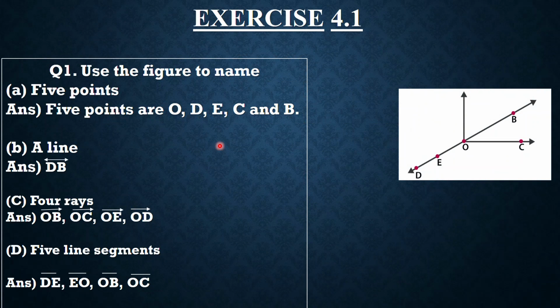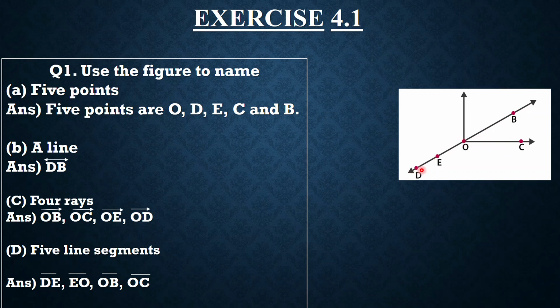So here in exercise 4.1, we have to observe the figure and then answer the given questions. In geometry, analyzing a figure always plays an important role. Let's see the figure first. See here, there's a line. On this line, we have several points D, E, O, B. And from this point O, one ray is moving upwards. And OC is another ray. These also we can consider as rays.